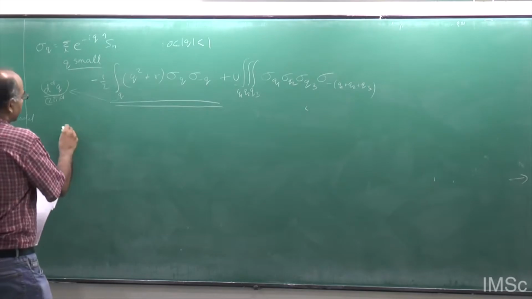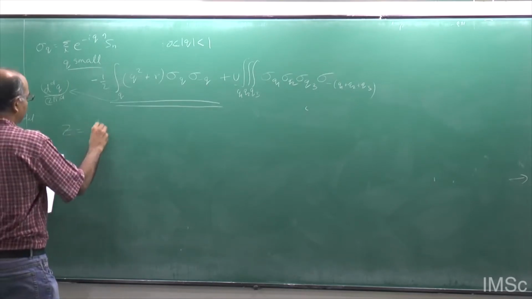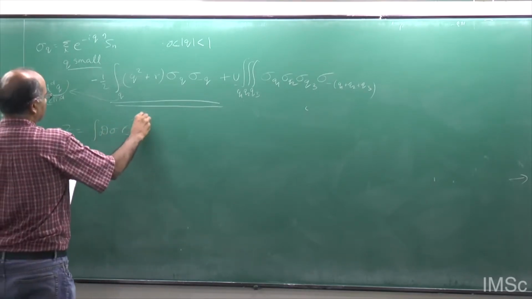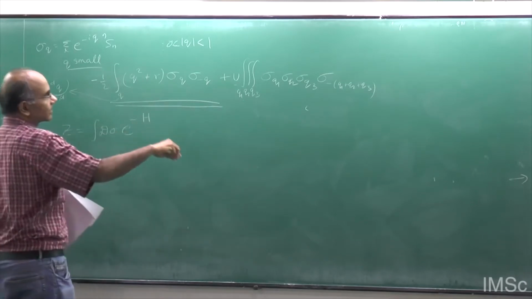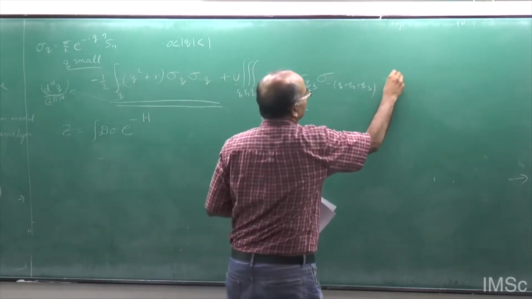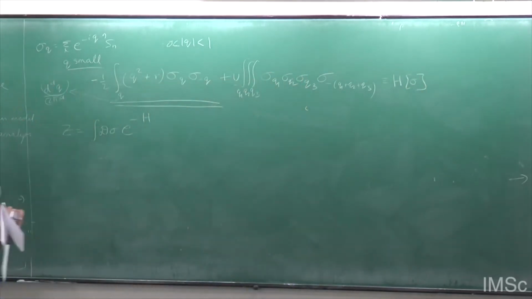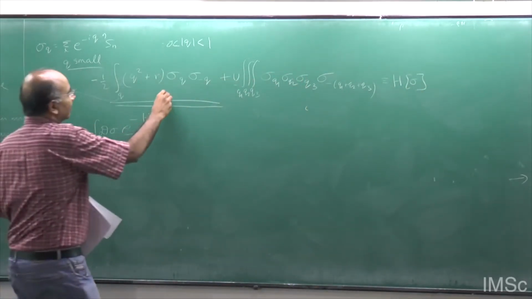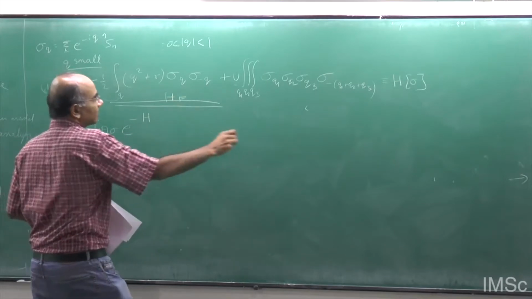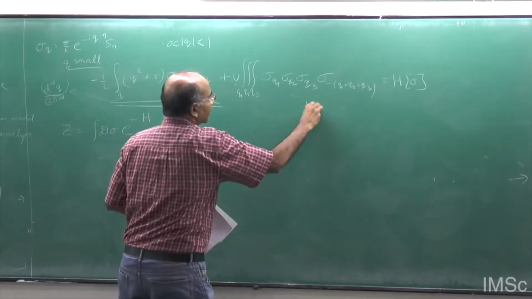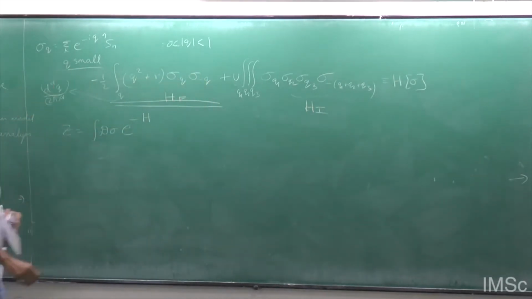And your partition function Z is, so this is my H of sigma. You can call this the free part, H sub F, and this you can call the interacting part, H sub I. Okay.